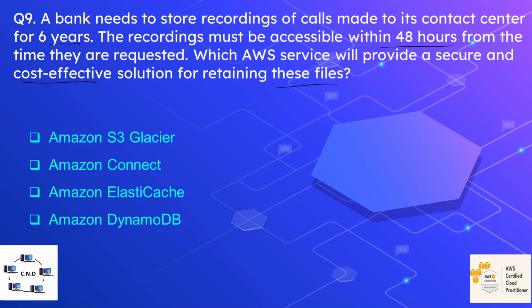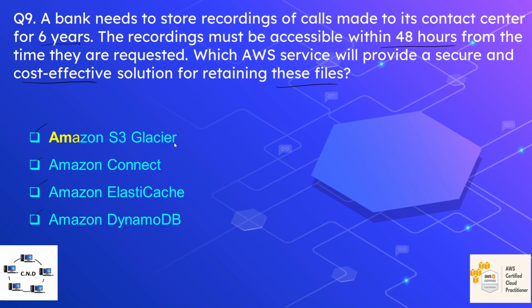So we are talking about storage of your content for a longer duration. It is basically the archival process, where you store something but don't access it regularly. You may access it from time to time, let's suppose once or twice a year, so it can be accessed when required but not on a daily basis. The options are: A, Amazon S3 Glacier; B, Amazon Connect; C, Amazon ElastiCache; and D, Amazon DynamoDB.